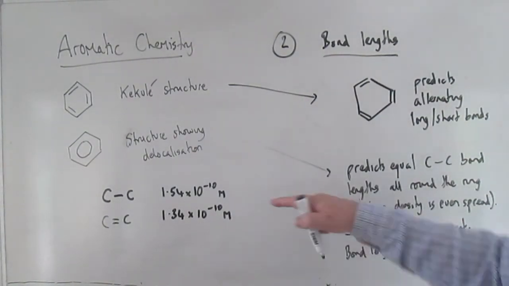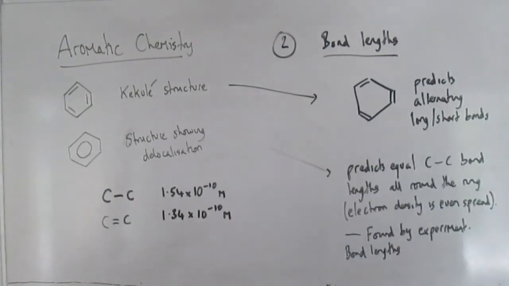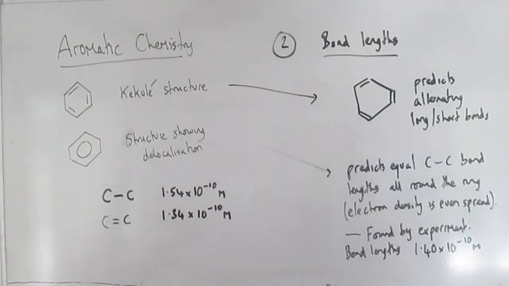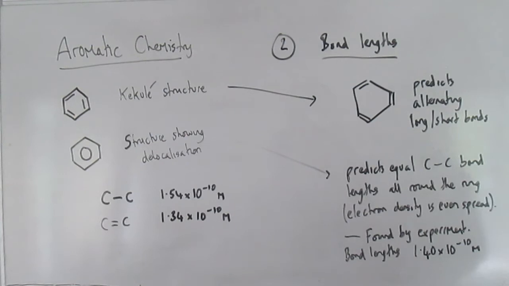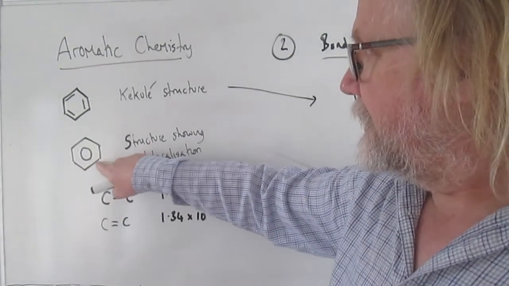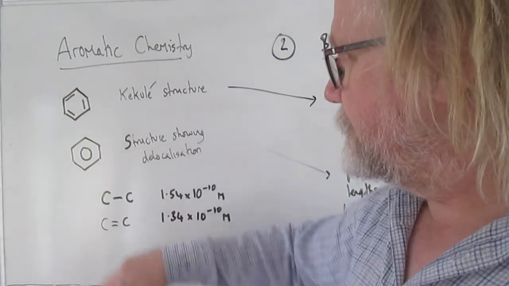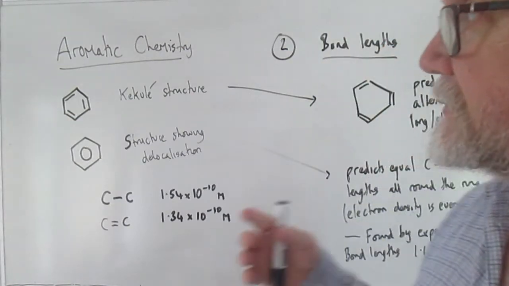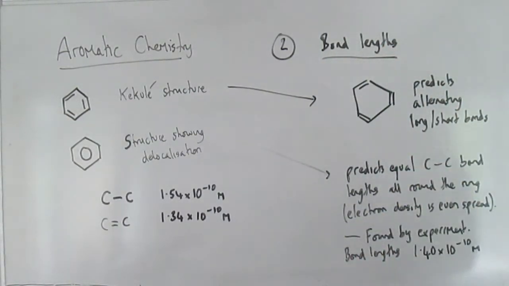But the bond length, interestingly, is in between there and there. So the bond lengths are about 1.4 times 10 to the minus 10 meters. So it's intermediate between there and there. And that is, qualitatively at least, what you would expect from the delocalized model, because the pi electron density in between any pair of carbons is obviously greater than it would be if you just had a single bond there, but it's not as great as it would be with a localized double bond. So the attractive force pulling each pair of carbons together is intermediate between the two.